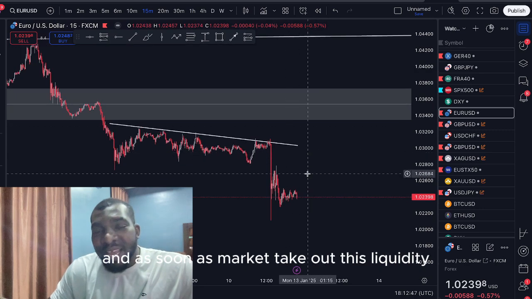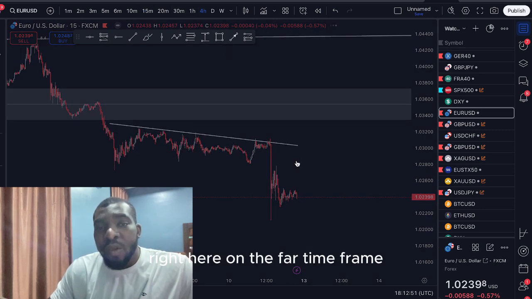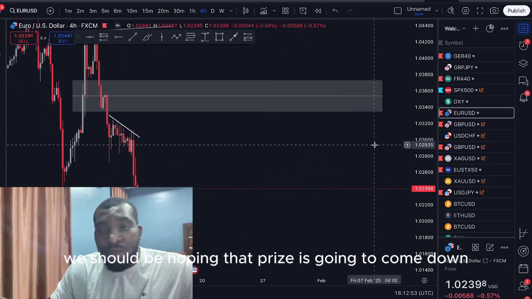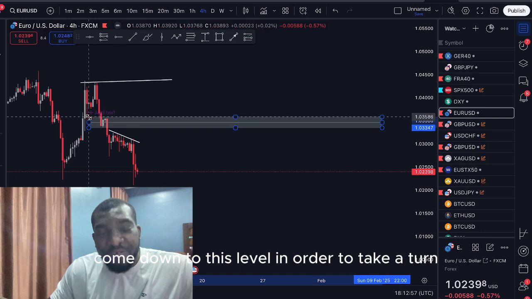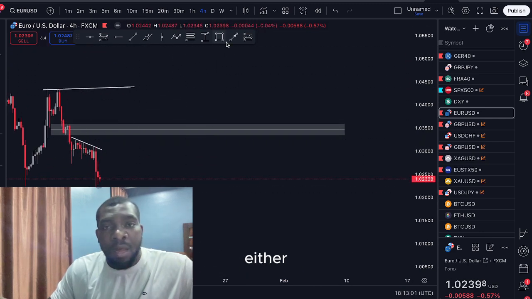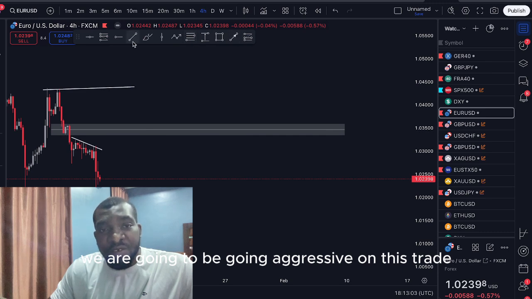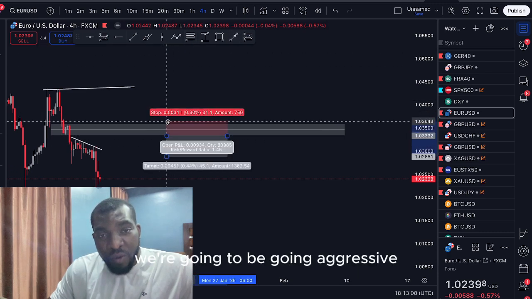And as soon as the market takes out this liquidity right here on the 4-hour time frame, we should be hoping that price is going to come up to this level in order to take a turn. But what I'll be looking out for, either we are going to be going aggressive on this trade, depending on the momentum on this trade, we are going to be going aggressive.